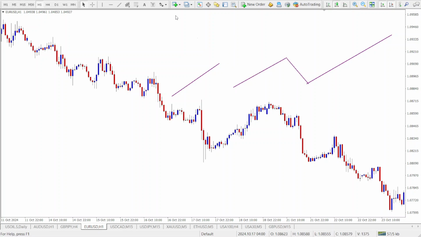So we have wave A, we have wave B, and we have wave C. Now, one of the things to note is that wave B retraces beyond the start of wave A. So this is wave A that started here, but wave B retraces beyond it. And wave C falls short of wave A's end. It doesn't get to wave A's end, but moves in the same direction as wave A. So this unique structure is what sets running flats apart from other corrective patterns like zigzags or triangles.